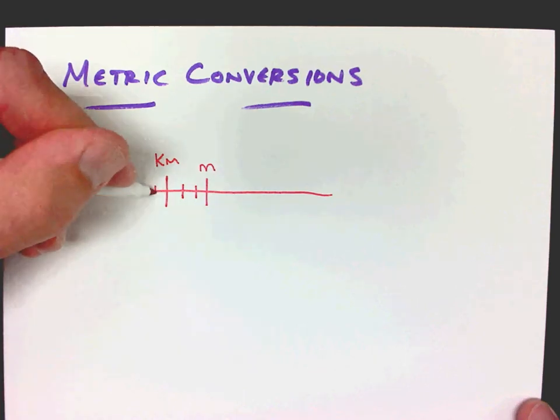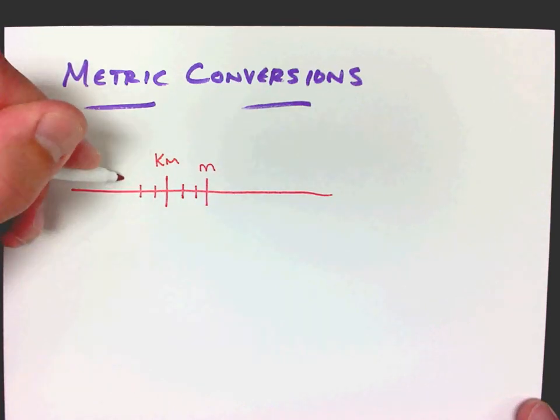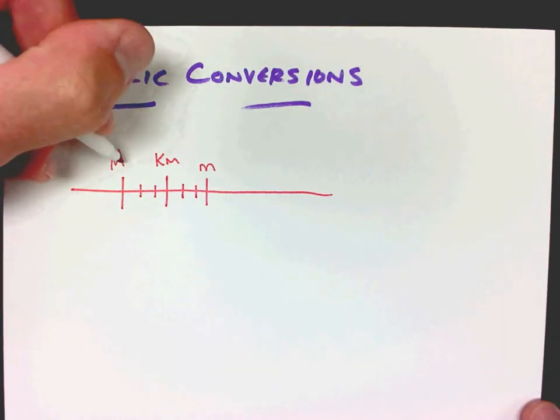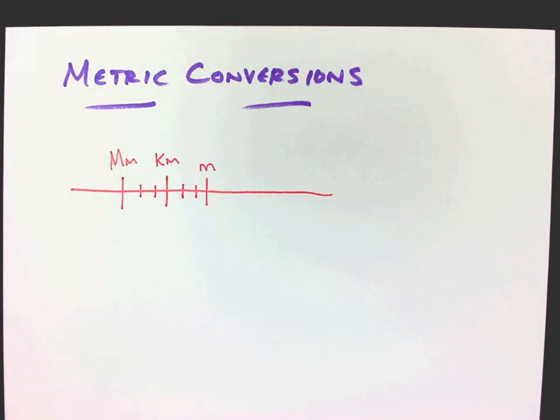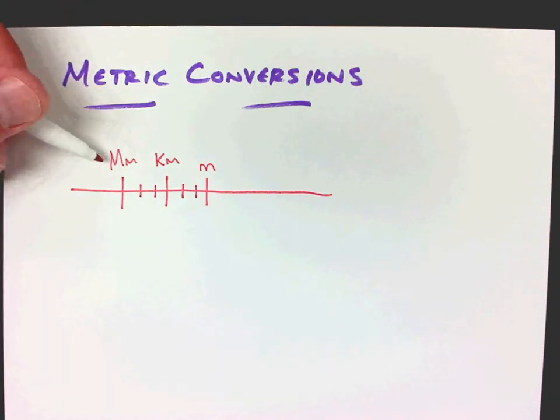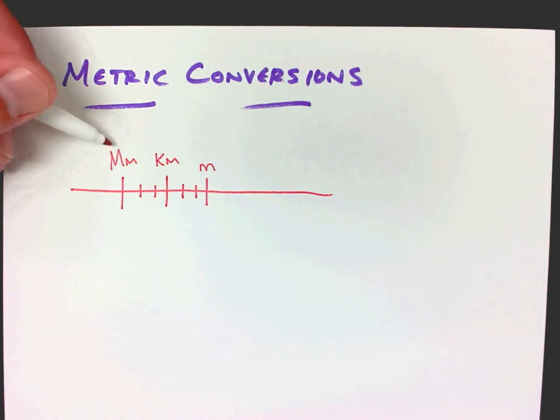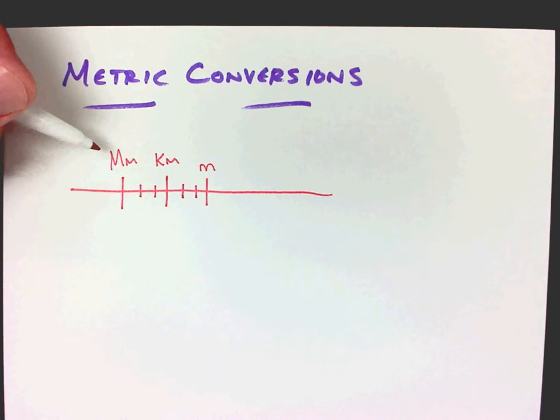From there, we're going to do the same thing. So 1, 2, 3 spots. We hit our next prefix, which is mega. Mega means million, so we have million meters in this case, so megameters. Notice that M is capitalized. That's important because later on, lowercase m gets used. So be careful to double check to see if that prefix is capitalized or not.